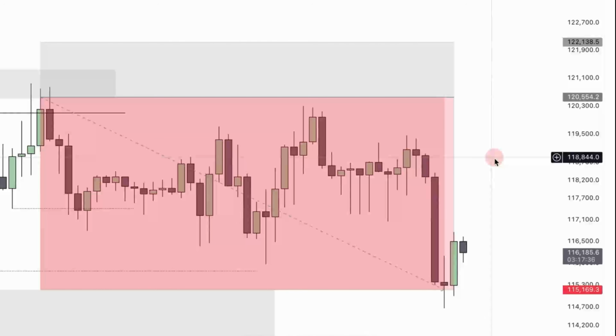And always look for liquidity or good liquidity to target, whether you are in a long trade or a short trade. That is the second most important thing that you need to know about.